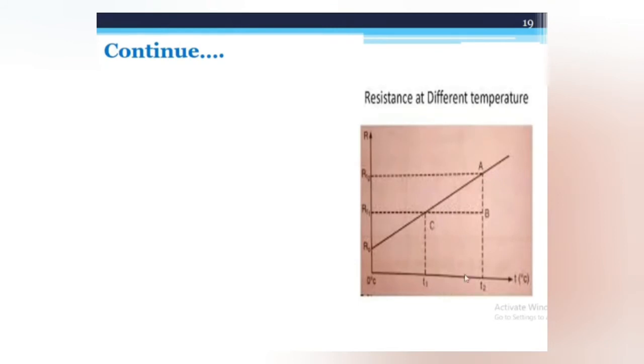So see the graph here, right? On the x-axis, this is the temperature, and on the y-axis, this is the resistance R. Initially at 0 degrees Celsius, your resistance value is R0. Now if we increase the temperature up to T1 degrees Celsius, at that time we get the value of resistance as RT1. Similarly at T2 degrees Celsius, the resistance is RT2.